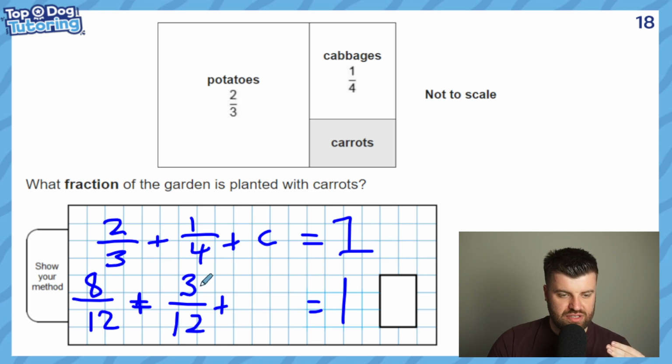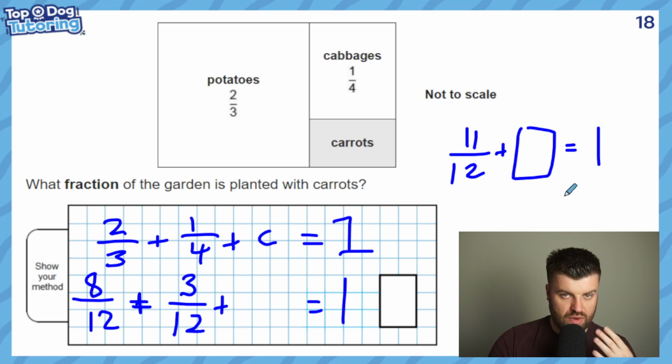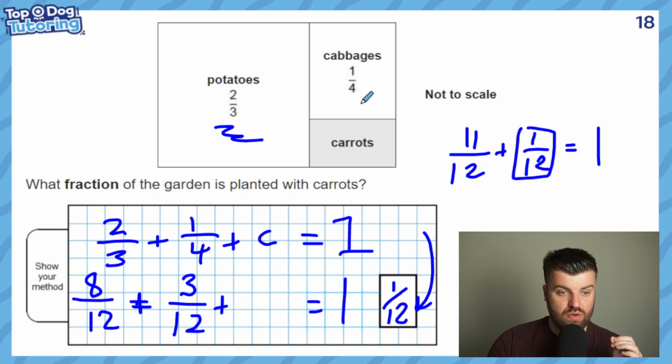Okay, so 8 plus 3 is 11. So I'm going to go up here now. 11/12 plus something equals 1 whole. Well, I know 1 whole will be 12/12, so that's just 1/12 left over, which means I write 1/12 in here. Notice my answer has a denominator of 12. At no point in the question was the denominator given as 12, but I have such a solid understanding of fractions that I know I'm safe with that as an equivalence.